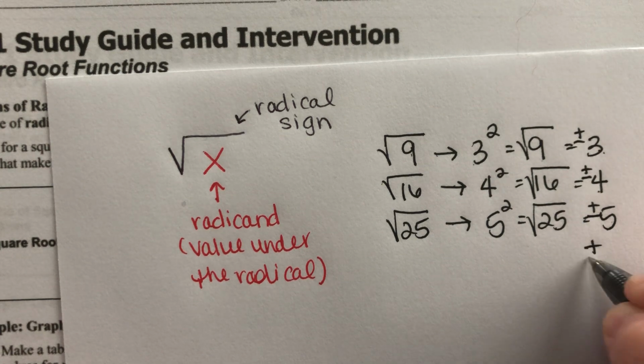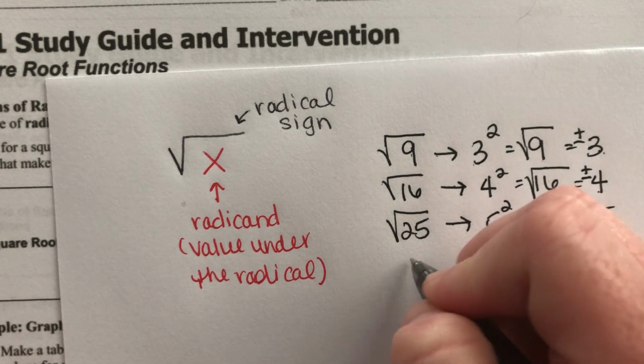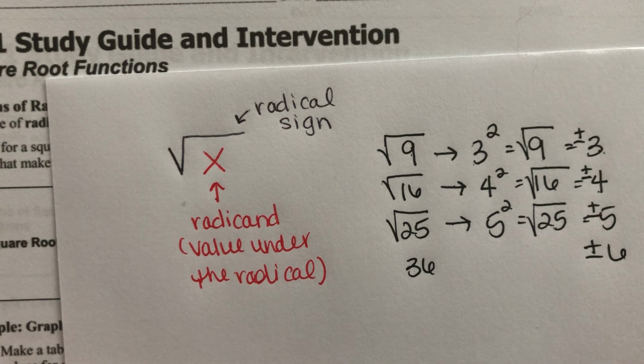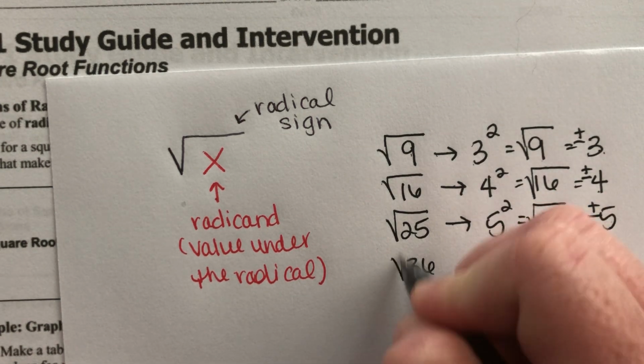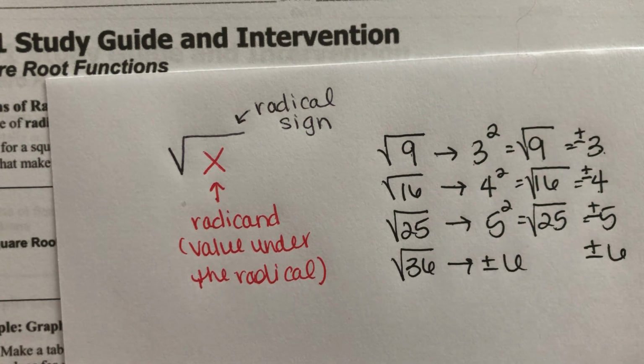So we put this little plus or minus symbol because it means whatever number's after it. Like let's say we did 6, right? Positive 6 or negative 6. 6 times 6 is 36. Negative 6 times negative 6 is 36. The square root of 36 is going to be positive or negative 6. That's all that means.